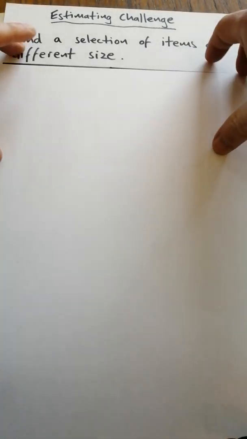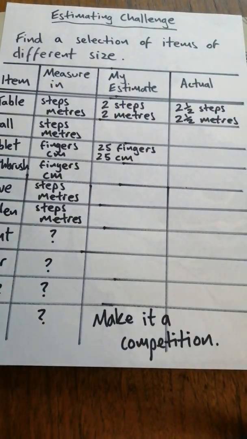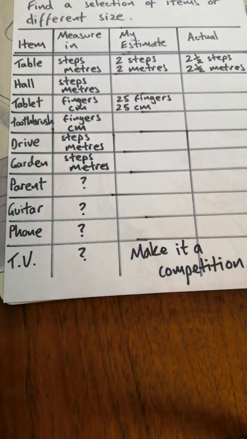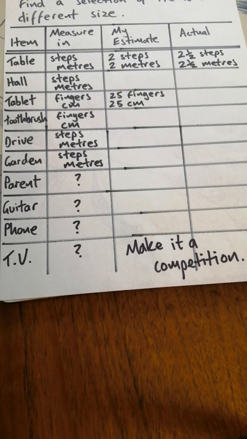Now, I want you to make a table. So here's my table that I've made. And I've got a table in my table. So my first item is the table that I am working on at the moment. I'm going to think about doing the hall in my house. A tablet, it could be an iPad, it could be a Kindle, it could be a laptop computer, it could be anything at all. I've thought I might do my toothbrush. My driveway, I'm going to go and measure that. I might try and measure the length of my back garden. I'm going to see if I can get Joyce to lie down, and I'm going to measure her. Obviously I like playing my guitar, so I'm going to measure the length of that. My phone and my new TV, which I've got.